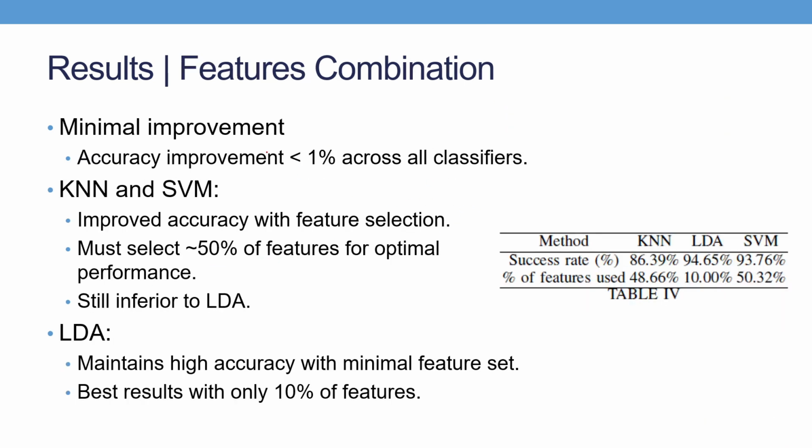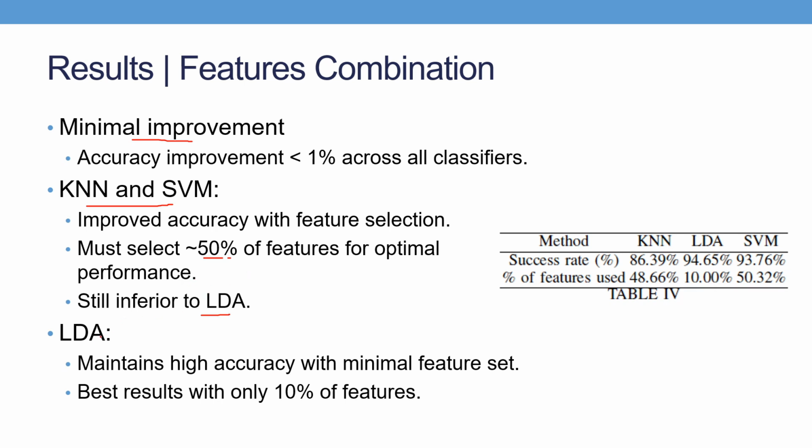Features combination, minimum improvement. So the accuracy improvement is less than 1% across all classifiers. We don't have much improvement. KNN and SVM improved a little, but they have to select almost 50% of all features, and they are still inferior to LDA.